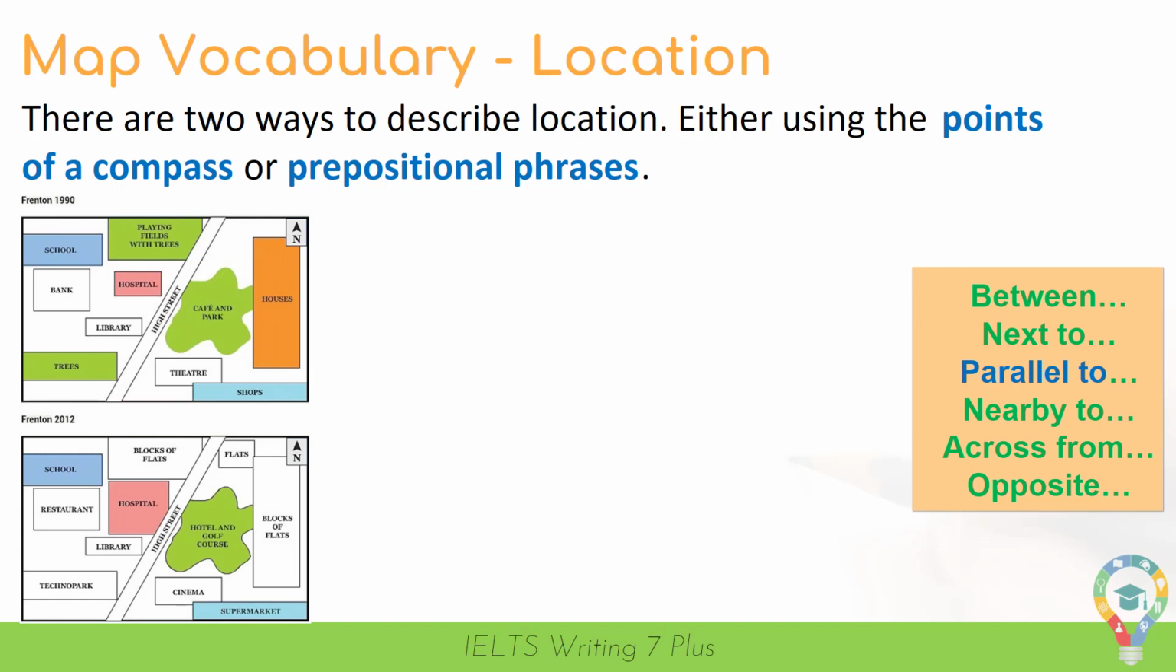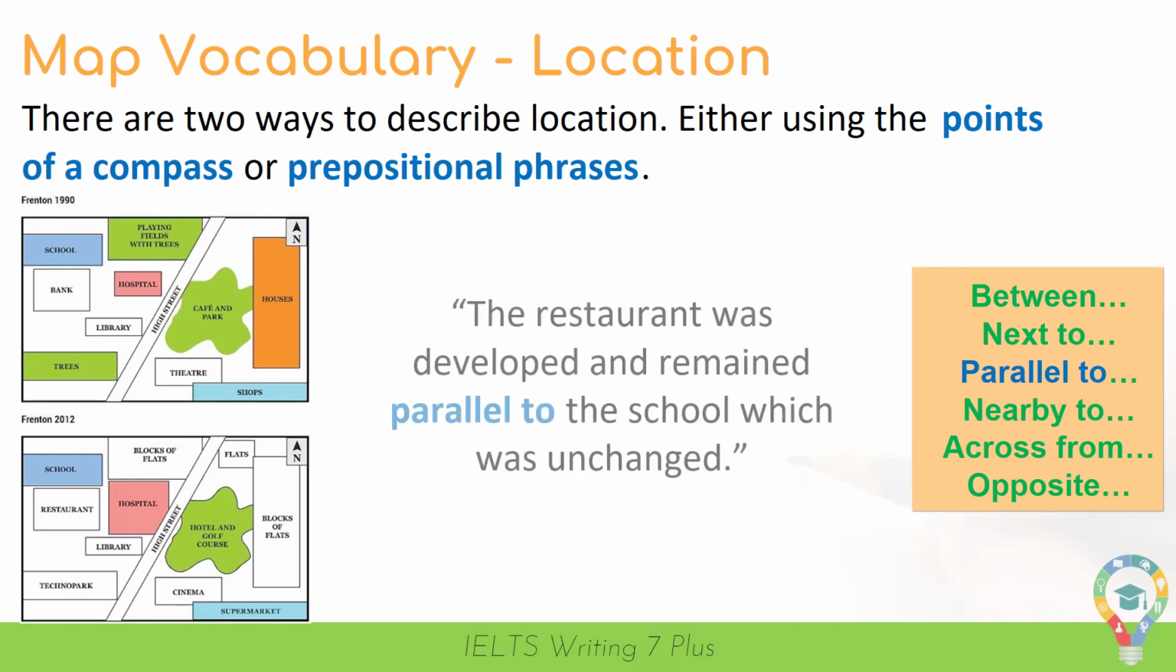Okay, let's take a look at one more example. Parallel to. So if something is sat directly across from another object, we can say it is parallel to. The restaurant was developed and remained parallel to the school, which was unchanged. So we can see that on the bottom map in the northwest, the restaurant and school. They sit across from each other, facing the same direction. They are parallel to each other. Okay, so just a few examples of using prepositional phrases for maps.